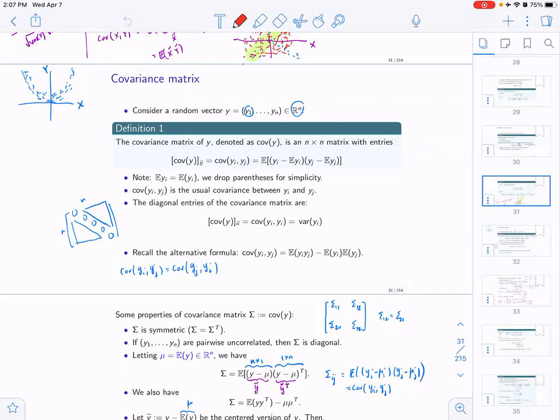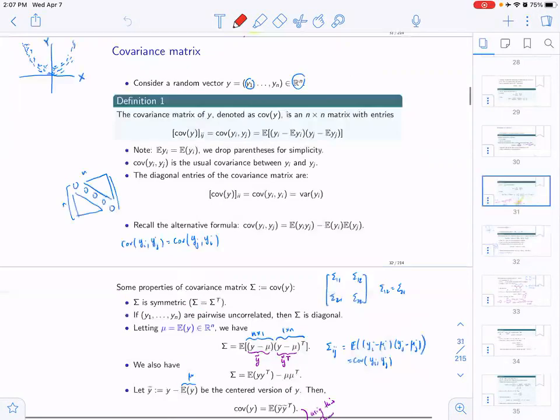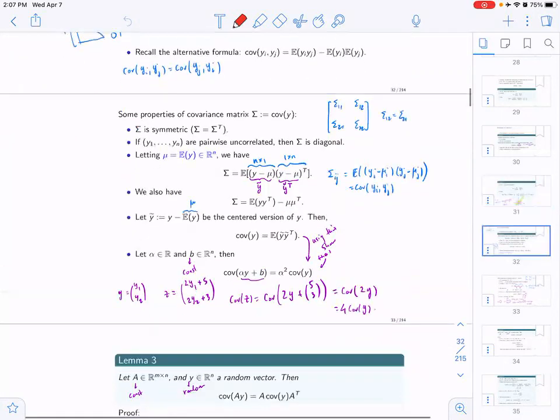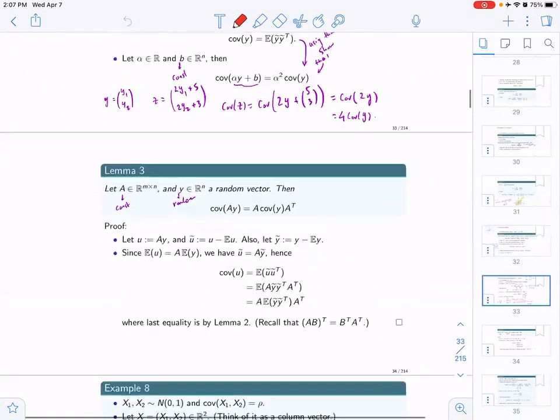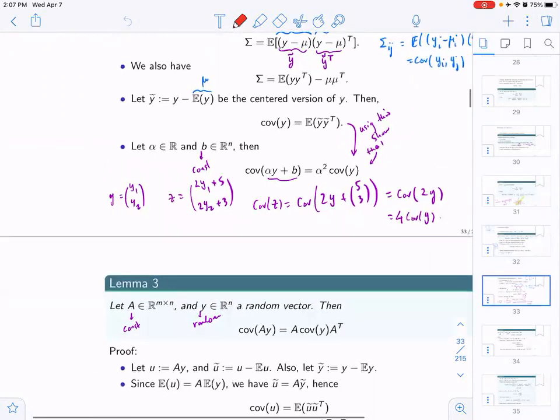Did you guys get a chance to look at the rest of the material from where we finished last time? So we started talking about the covariance matrix, and we discussed some of the properties, and then I asked you guys to take a look at the proof of this result. So anyone got a chance to go over that?